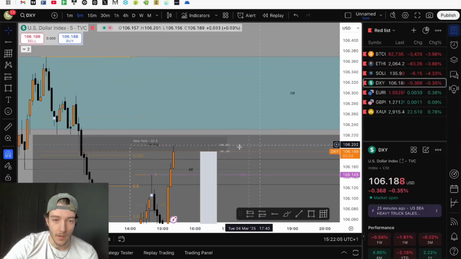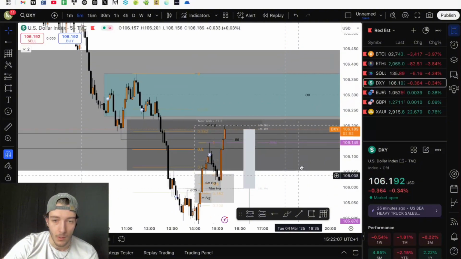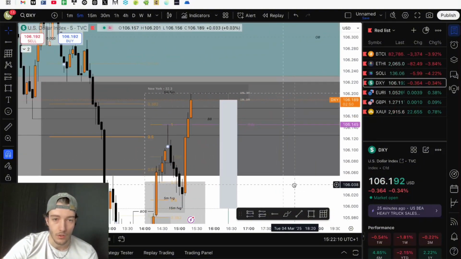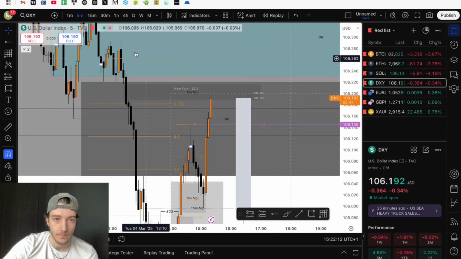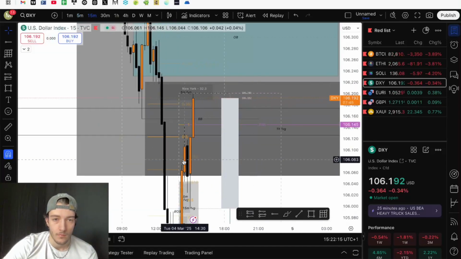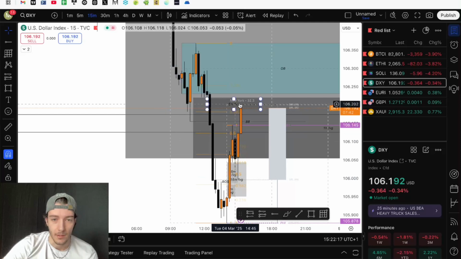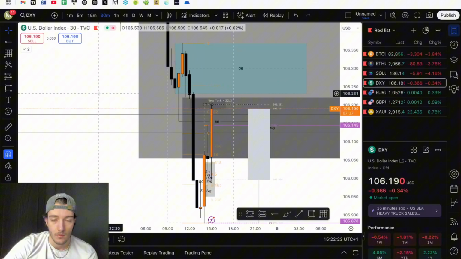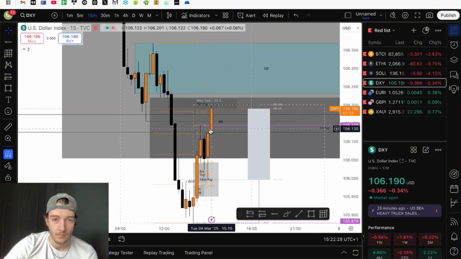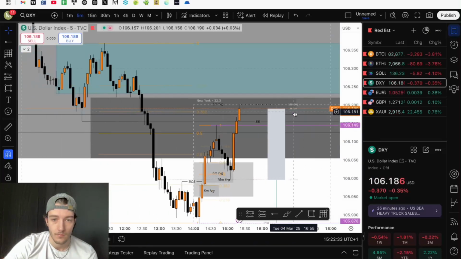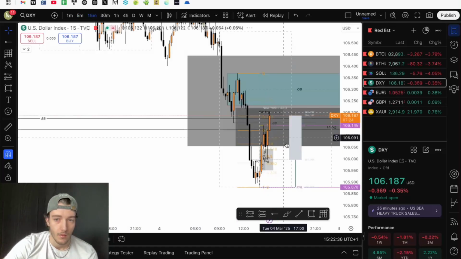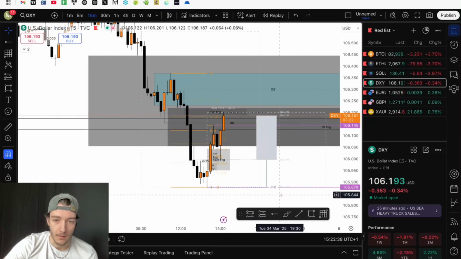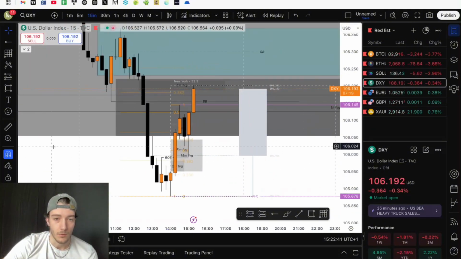The dollar tapped into the 5-minute fair gap. Very nice. Alright, now we have to see a strong rejection off of it. Otherwise, it might just want to reach this order block here. But hopefully in the next 7 minutes it will come down and already make the move to the downside.